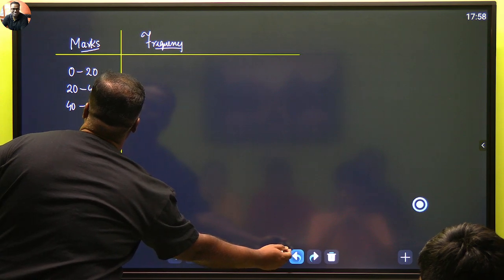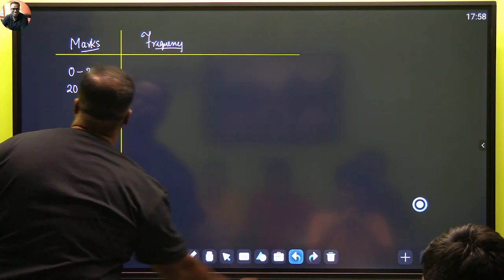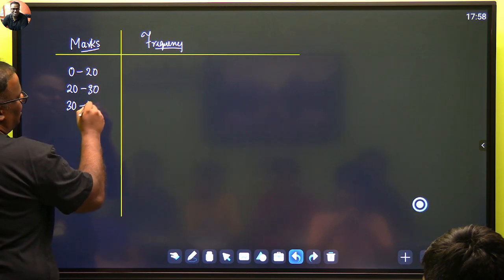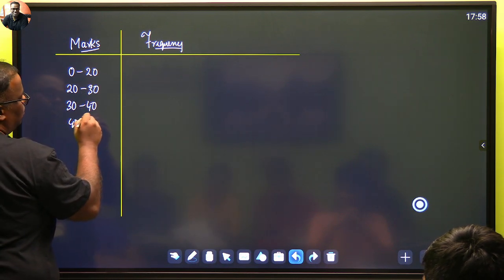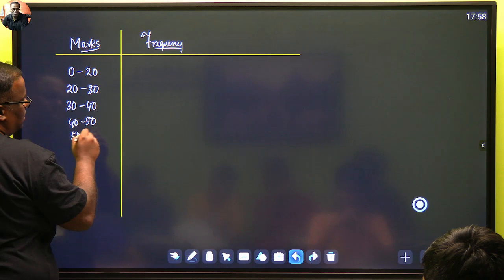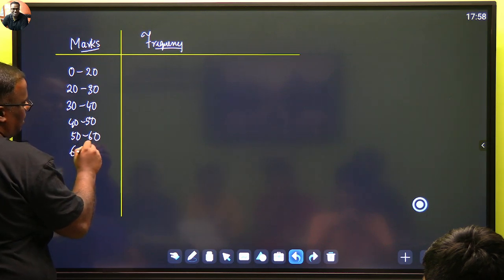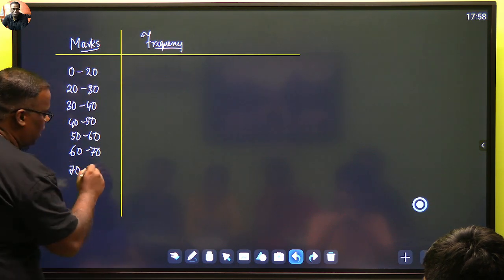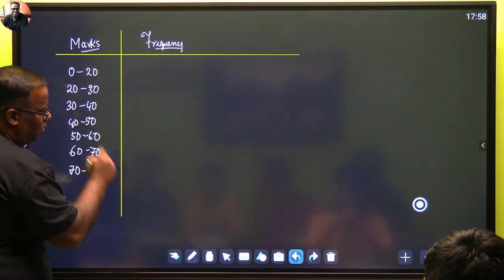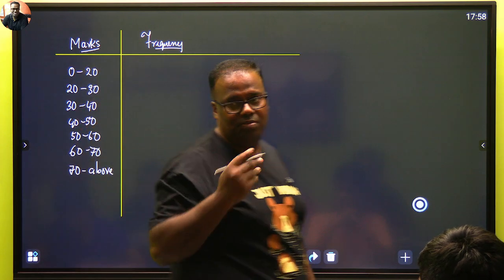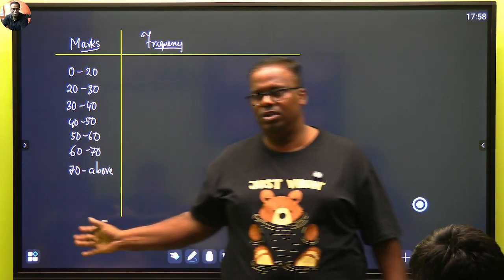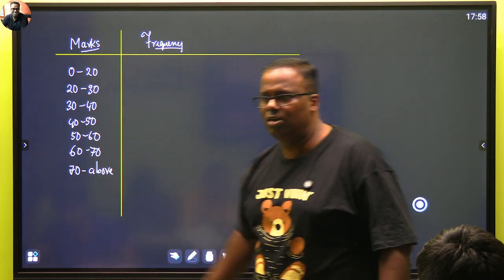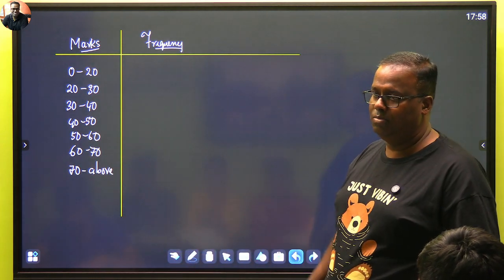Good. This problem is much better. Wait, 1 minute. 0 to 20, 20 to 30, 30 to 40, 40 to 50, 50 to 60, 60 to 70, and 70 to above. What is that above? It's a test on 100 marks. So 70 to 100. Understood? 70 to above diya hai. In the question, they'll give like this. So when you are jotting it down, kindly make it 70 to 100 because they will write it.